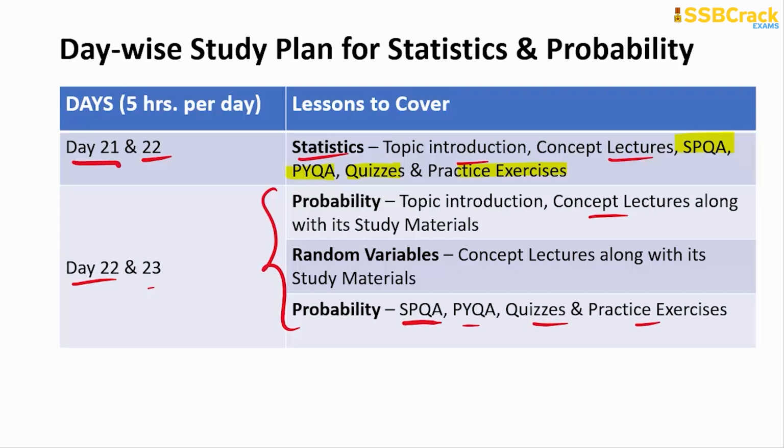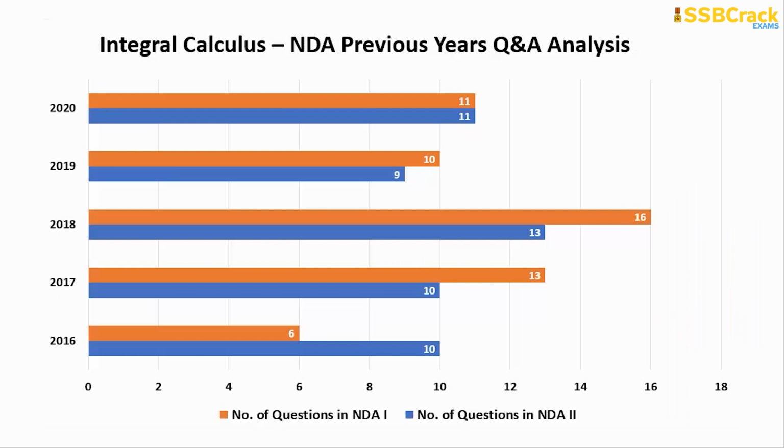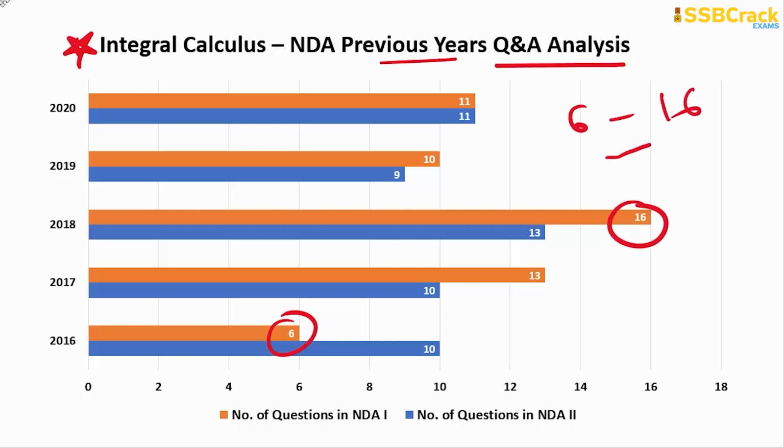Right? So the next topic for you to prepare is integral calculus, but you have to know the importance of this topic. From the NDA previous years' Q&A based analysis, the least number of integral calculus questions so far was 6 and the highest was 16. You can see the questions ranged between 9, then 11, 10, then 13, then 10. Good numbers of questions, and this is also a scoring topic, provided you know the little concepts and the important standard results of integration.